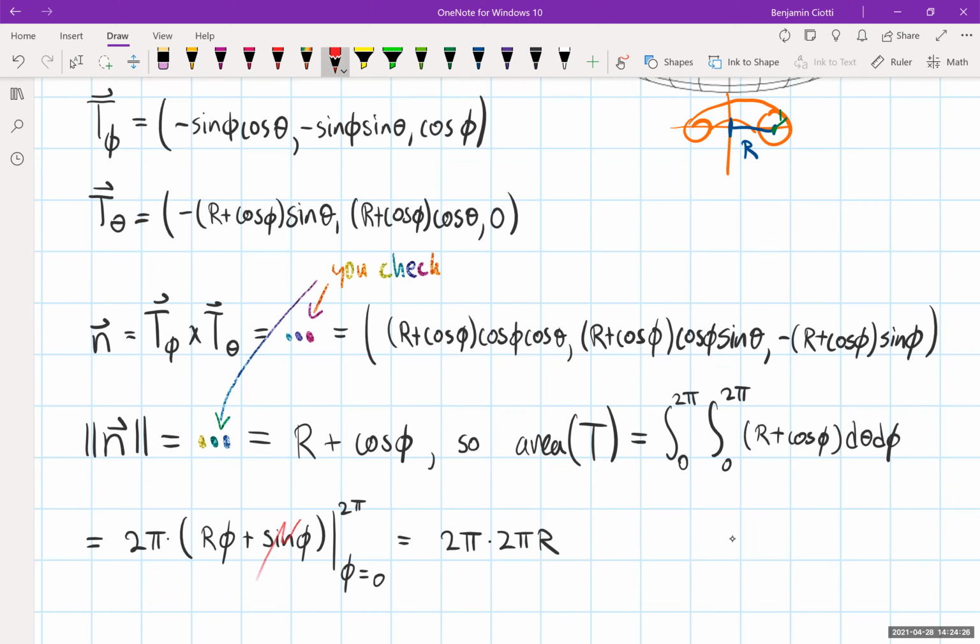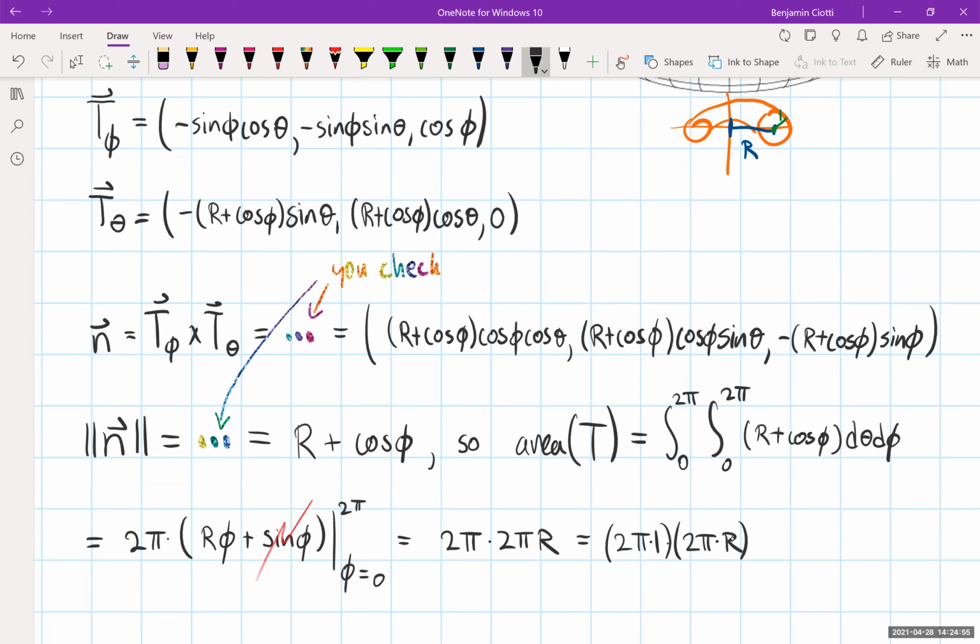Like the sine term disappears when we evaluate it at the endpoint. So there's our answer. Notice, by the way, you could write it as 2 times pi times 1 and 2 times pi times r. Like it's the product of the circumference of the little circle and the circumference of the big one.